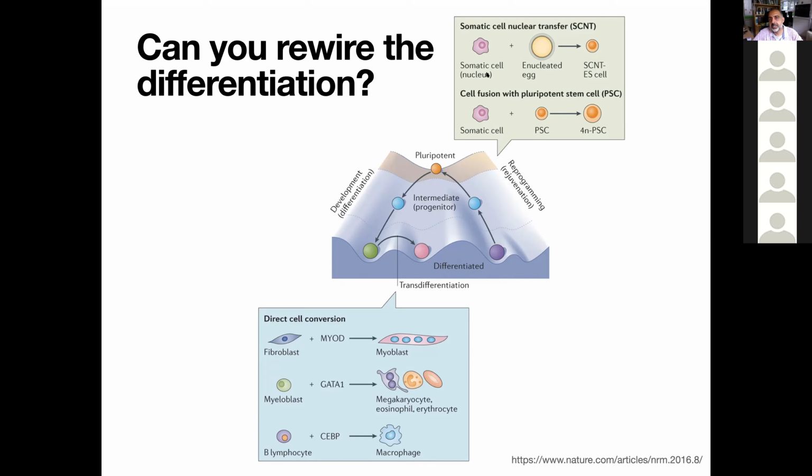But also you can do these two different things, and I'll talk about somatic cell nuclear transfer in the next slide. But you can also fuse a cell to a pluripotent stem cell, and that will reprogram it. That will enable this differentiated cell to explore different pathways, different differentiation valleys.